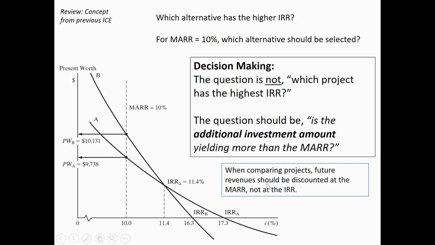So as a reminder, when you're comparing projects, the future value should be discounted at the MAR, not at the internal rate of return. So that's just a warning, because the in-class activity we're going to do today, sometimes students get confused about that. We'll calculate the IRR for initial screening, but then when you're finding the present worths, then you use the MAR, not the IRR.